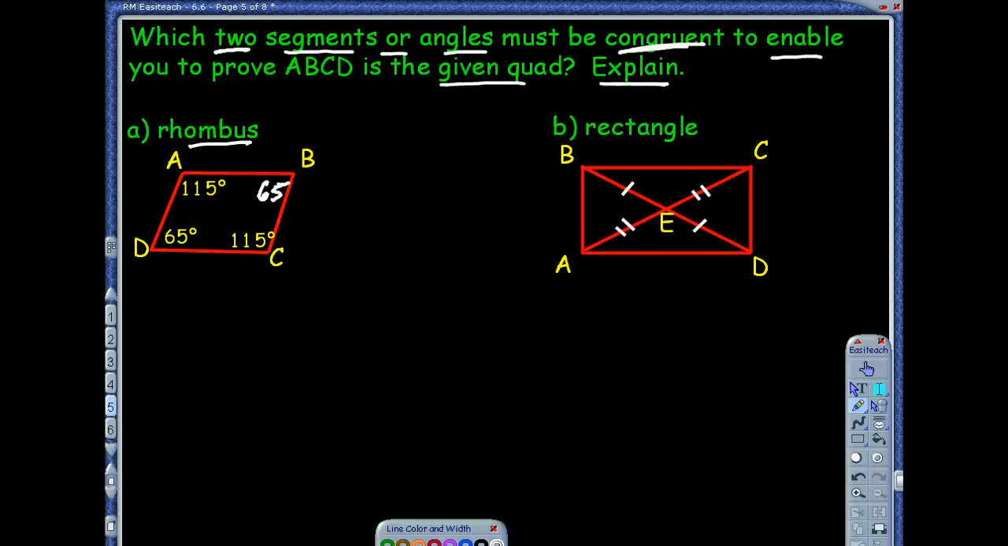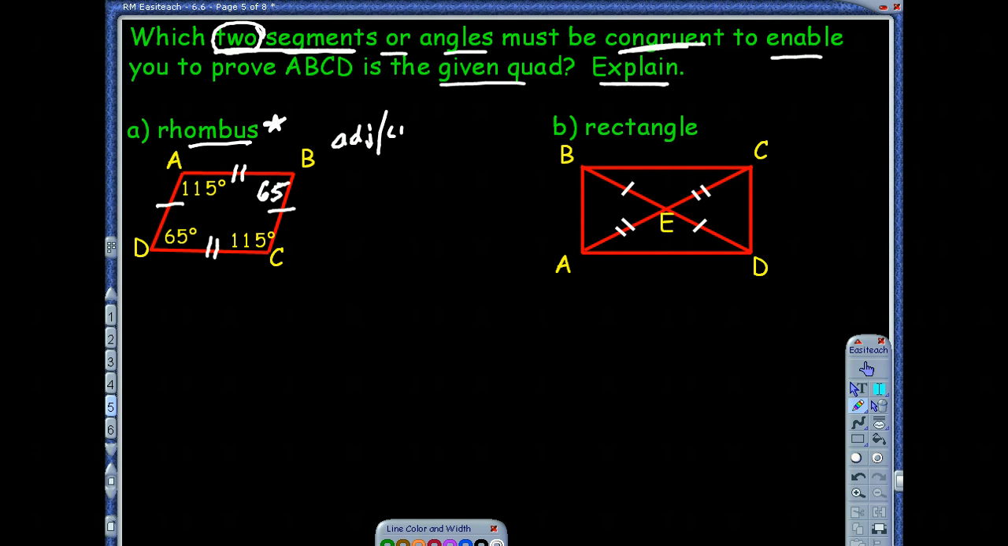So I already know opposite sides are congruent, right? I know opposite angles are congruent. What we want to prove to say that it's a rhombus is that all the sides are congruent. Since I already know the opposite sides are congruent, I only want 2 segments to be congruent. So which 2 could be congruent? 2 consecutive ones, or 2 adjacent sides. Okay, adjacent or consecutive.